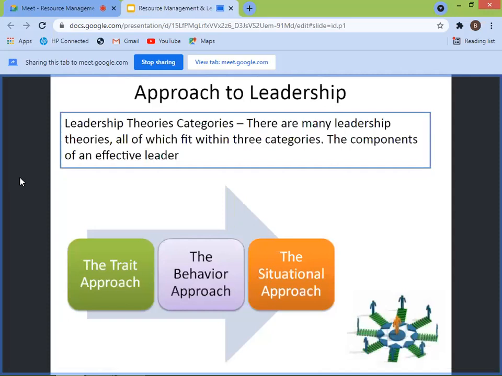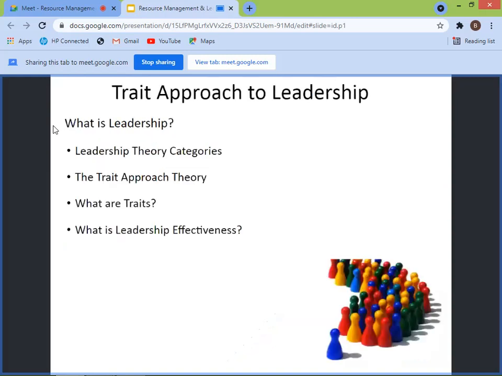Now let's talk about approaches to leadership. Leadership theories categories. There are many leadership theories, all of which fit within three categories, the components of an effective leader. We'll talk about the trait approach first, then the behavior approach to leadership, plus the situational approach to leadership. These are the three approaches to leadership that we can implement in ourselves as leaders. Let's go first with the trait approach to leadership.